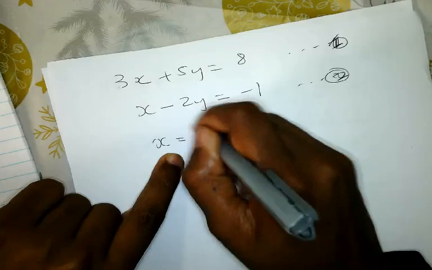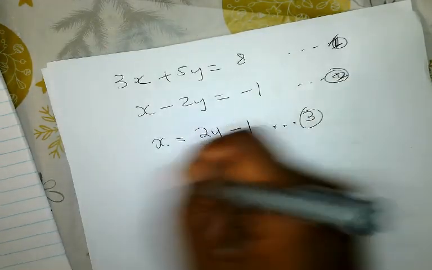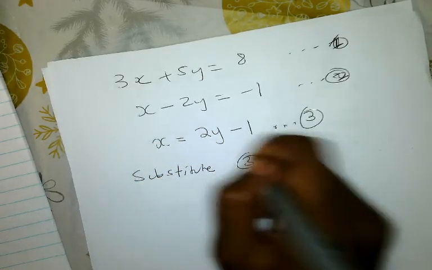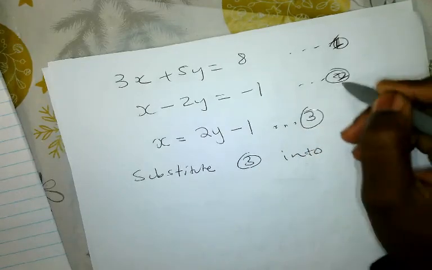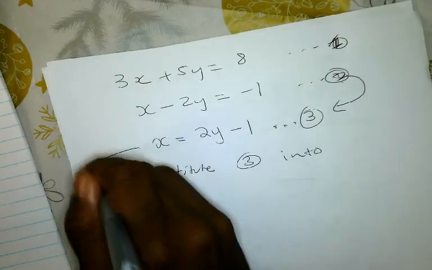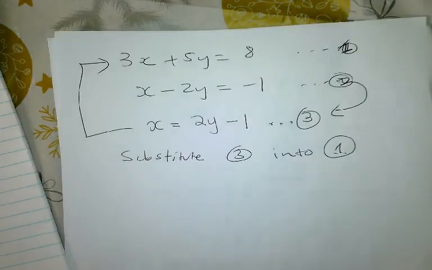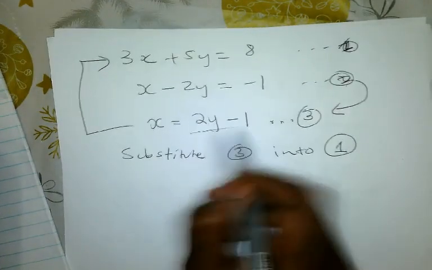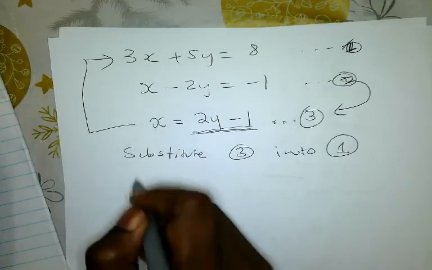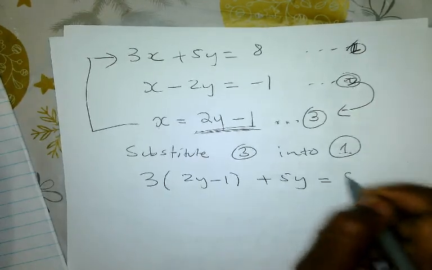Substitute equation 3 into, so I made equation 3 from equation 2, so I have to substitute equation 3 into equation 1. Are we all clear? Now in the place of x, I'm going to put what now, everyone? 2y minus 1. So let's do it together. 3 open bracket 2y minus 1 plus 5y equals to 8. Alright? This and this is 6y. That and that is minus 3 plus 5y equals to 8.